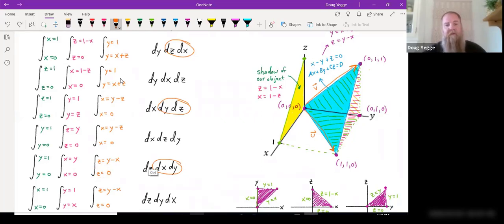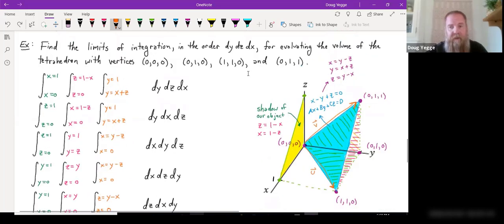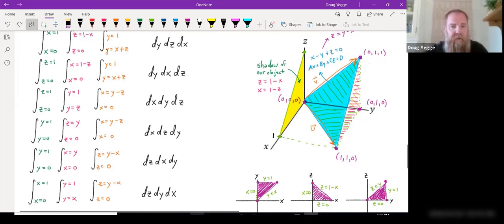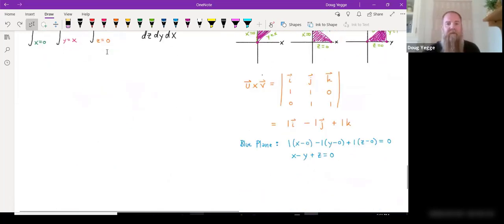And so it's important for us to be able to come up with all 6 orders of integration for a triple integral, and we can pick any one of these that looks easiest in order to find the actual volume of that tetrahedron. So let's pick one of those. I feel that the first one is probably the hardest simply because it has the least amount of zeros. So let's go ahead and pick this one. And so we're going to use dy, dz, dx.